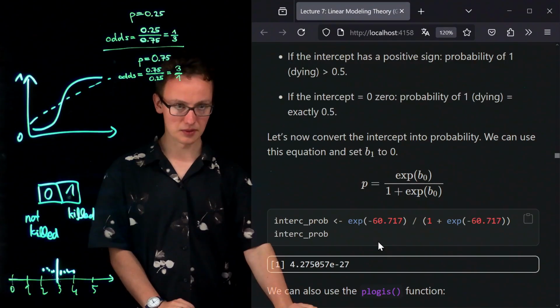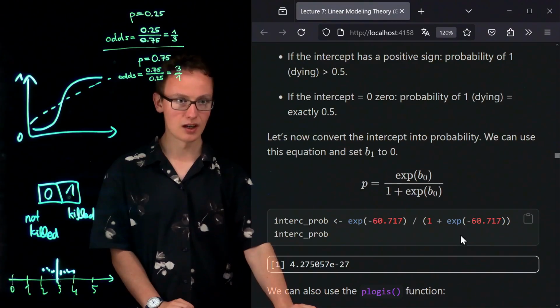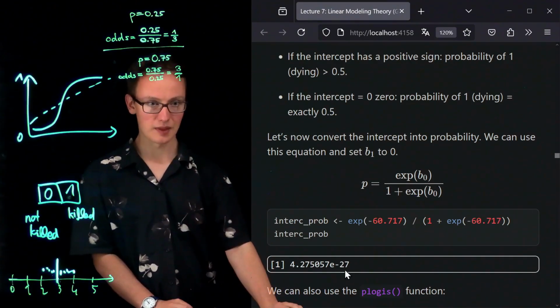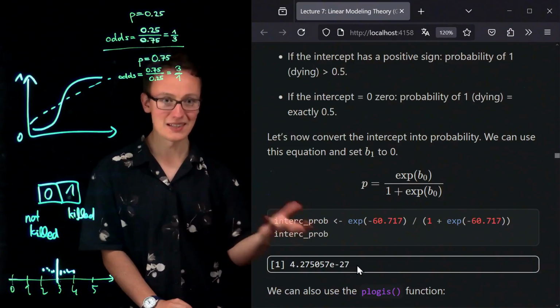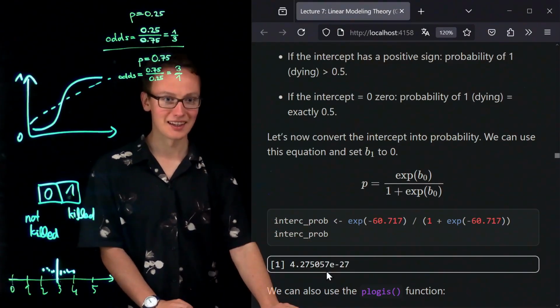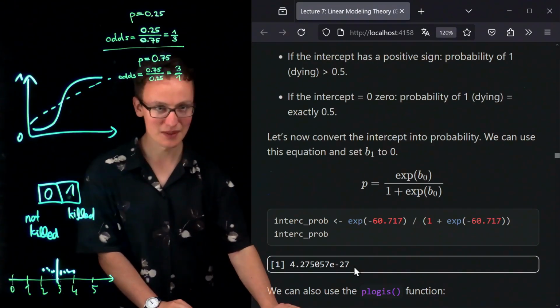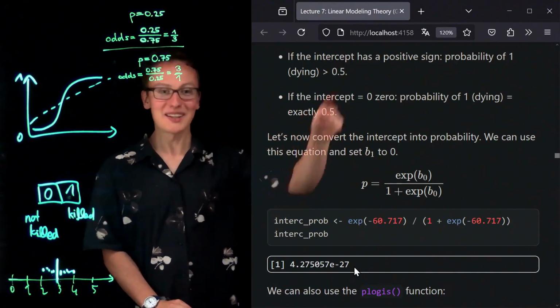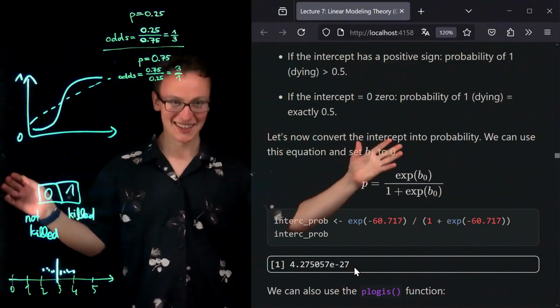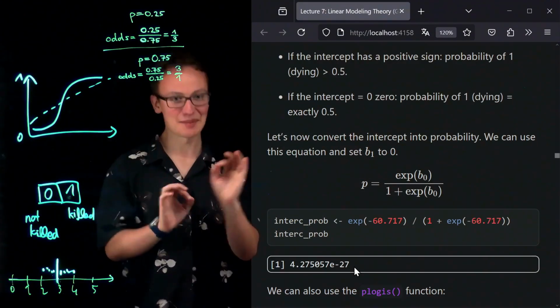We can write this mathematical formula down in R, and as a result we get a probability which is basically 0. It's a number with an order of magnitude of 10 to the power of minus 27, so a 0 point, then 26 zeros and then a 4. So it's a very tiny probability.